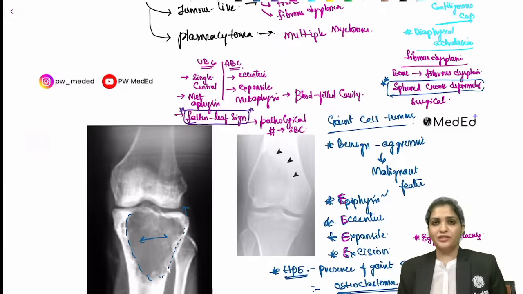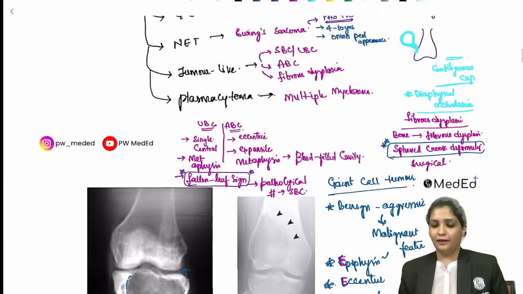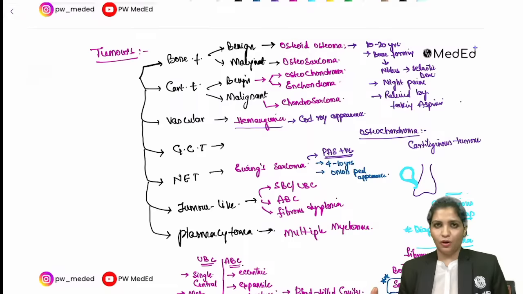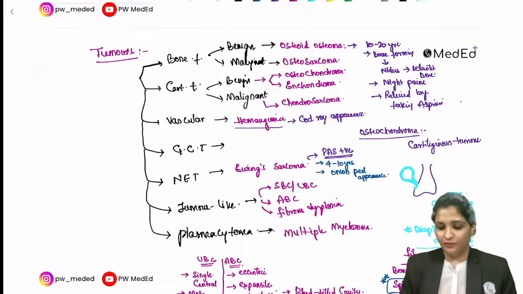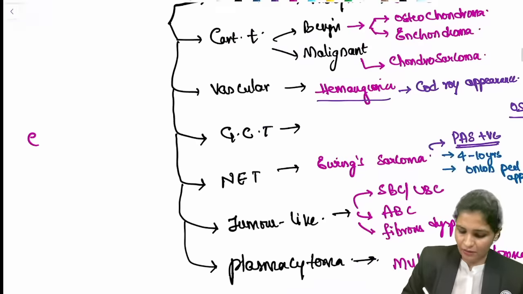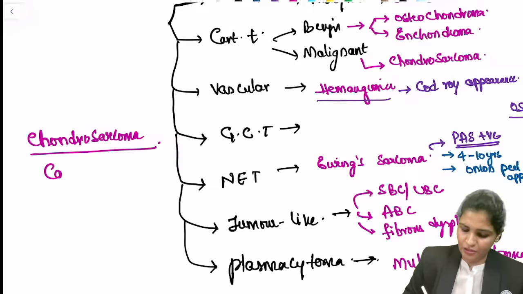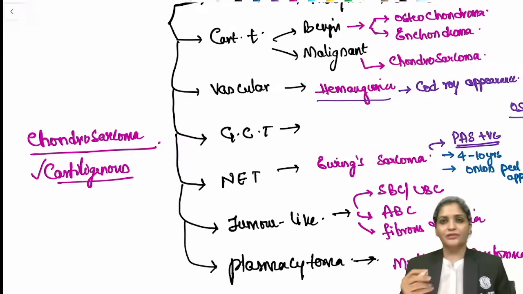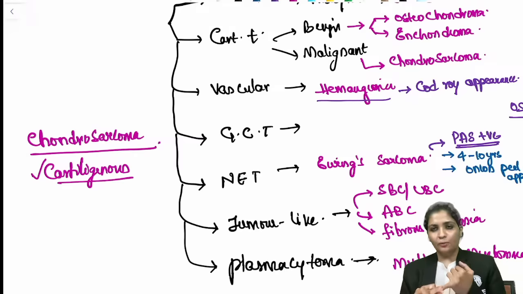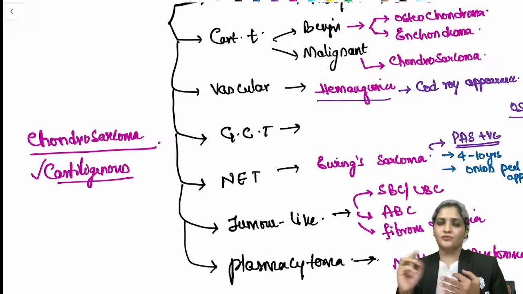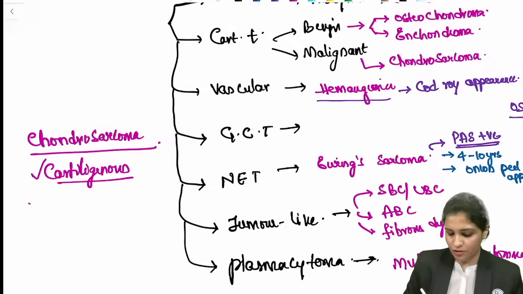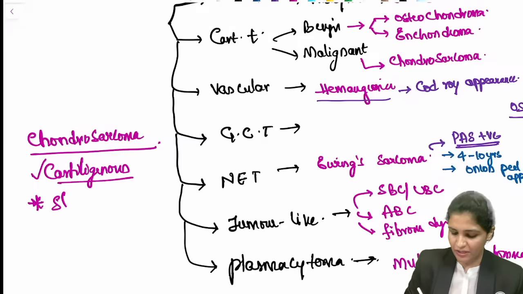So there are various tumors which we have discussed, like osteoid osteoma and osteosarcoma, and then osteochondroma, enchondroma. Chondrosarcoma we have left. So chondrosarcoma is one more important cartilaginous tumor next to your osteosarcoma. The most common would be multiple myeloma followed by osteosarcoma, and it is followed by chondrosarcoma. In chondrosarcoma, the important point is that it is very slow growing.